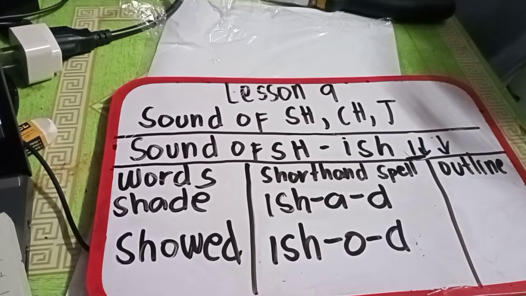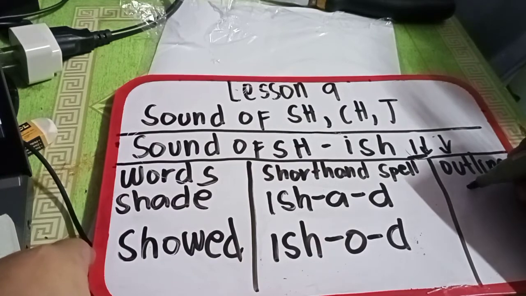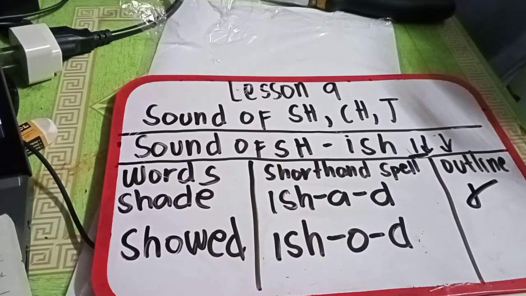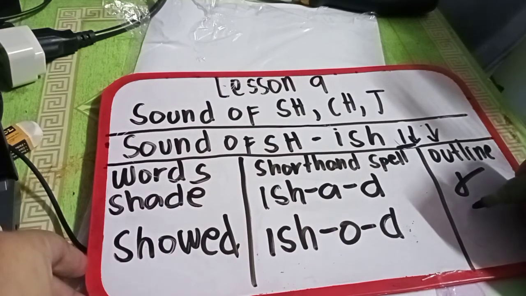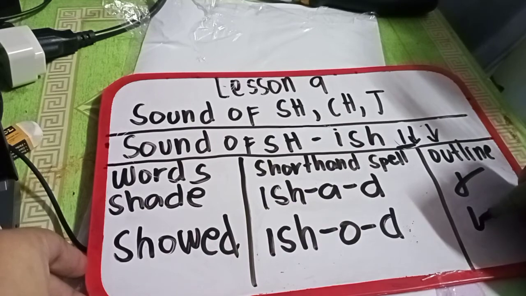So the fourth example is shade. The shorthand spelling is ish hyphen a hyphen d. So the outline is ish a d. So the last example is showed. The shorthand spelling is ish hyphen o hyphen d. And then the outline is ish o d.